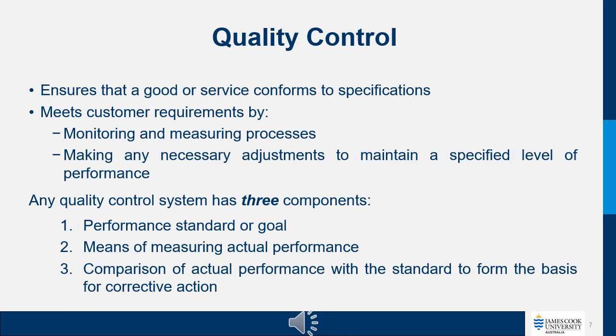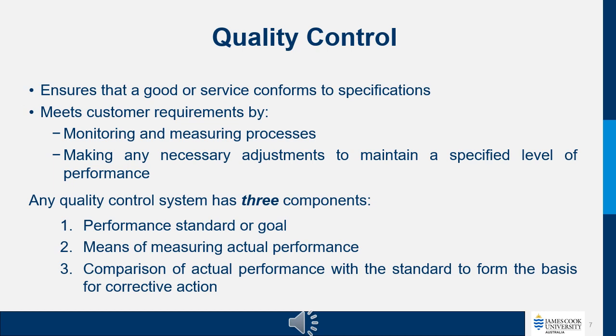Quality control is a process that focuses on ensuring that the product or service meets certain specifications and satisfies customer requirements. It involves monitoring and measuring various processes to determine performance and making adjustments as necessary to maintain a specific level of quality. A quality control system typically consists of three main components. First, there is a performance standard or goal that defines the desired level of quality. This standard serves as a benchmark against which the actual performance is evaluated.